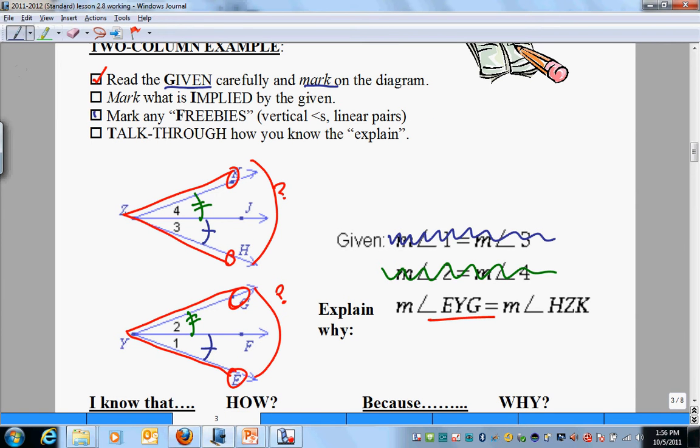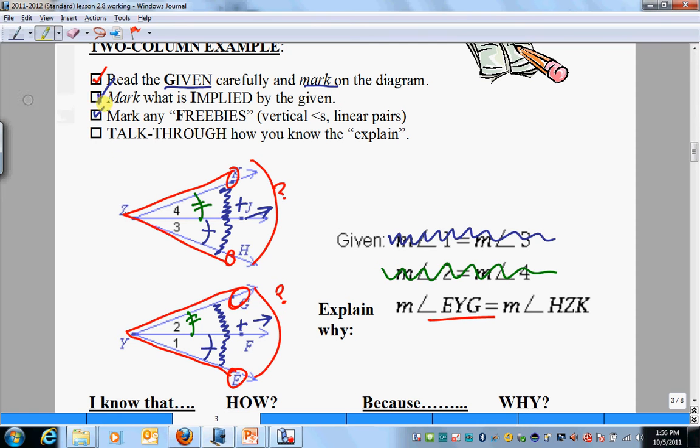There are no vertical angles and no linear pairs, so there are no freebies. But let's see what's implied here. Don't overlook something that's really simple like this. Angle 1 plus angle 2: squiggle it and put a little plus sign. Those two angles together equal the big angle. Be very careful not to overlook the obvious. These two angles together, I squiggle, put a plus sign, put an arrow. They equal the big one.